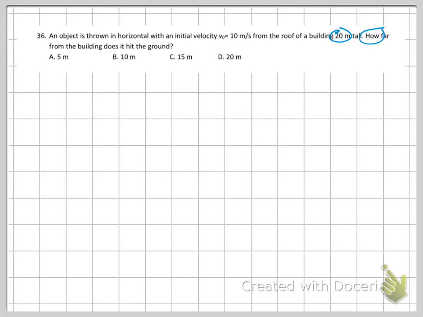All right, so let's draw this. So we have a building, and we have the ground. And the height of the building is 20 meters. And we want to know how far. Right? So we would need to first determine the time of flight.